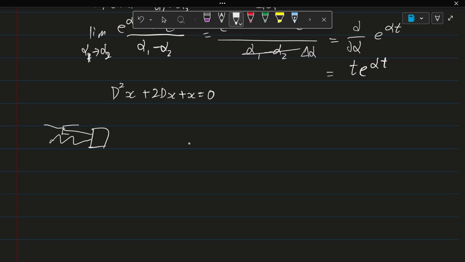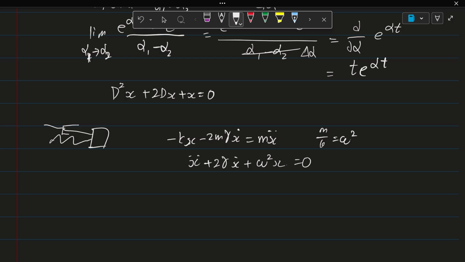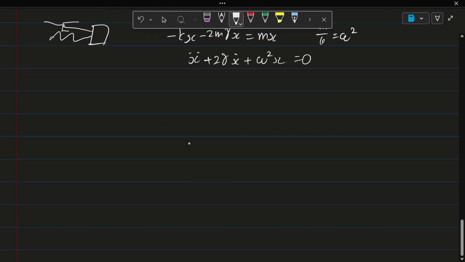So the differential equation, which I won't fully prove, is negative kx minus 2m gamma x dot equals m x double dot. Solving this would become x double dot plus 2 gamma x dot plus omega squared x equals 0. We'll denote k over m to be omega squared, which is something that we normally do in physics. So if we try to solve this differential equation, you could straight away guess a e to the power alpha t, and then just do it straight away.